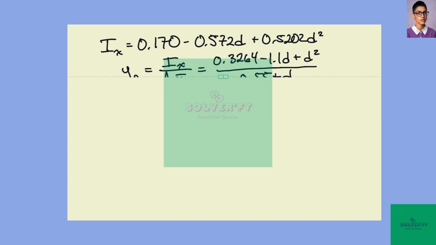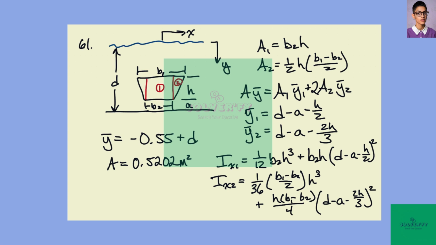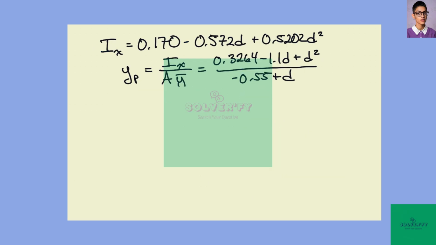We can then get the total area moment about this axis for this trapezoid, which is this plus 2 times this. And if we do that, we can plug in all the numbers. We have everything in terms of d. So if we plug all that in, we get this expression here, 0.170 minus 0.572 times d plus 0.5202 times d squared.